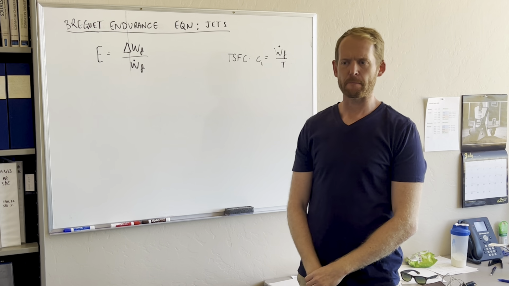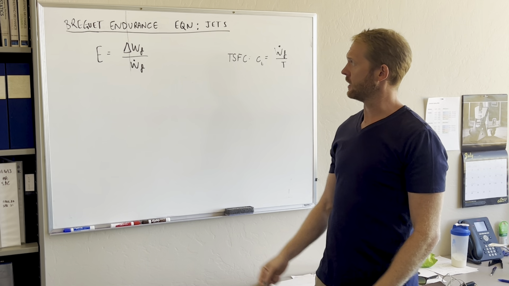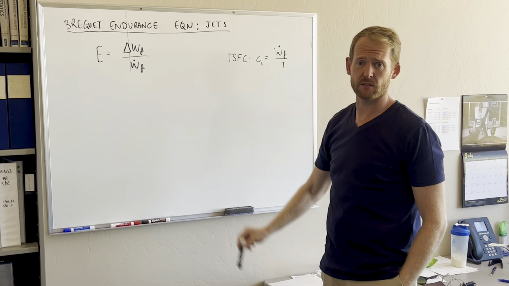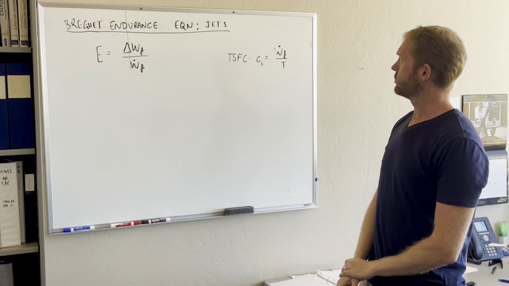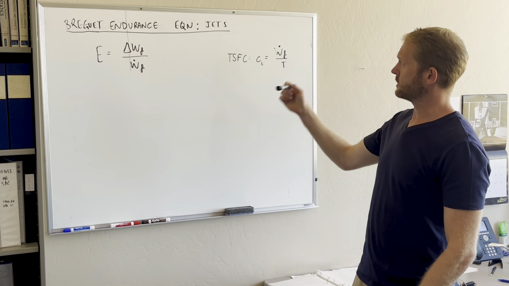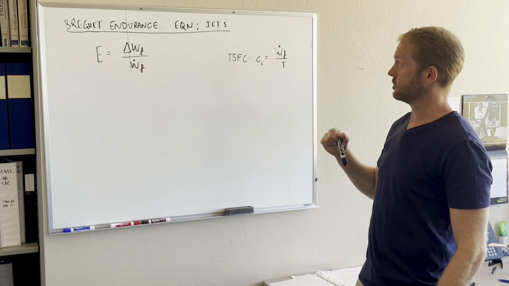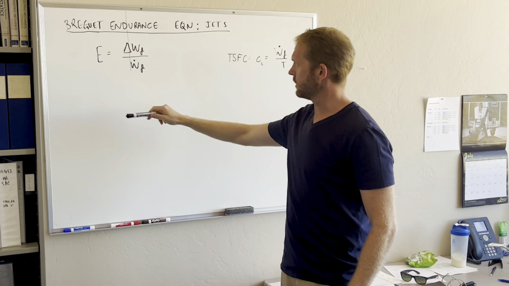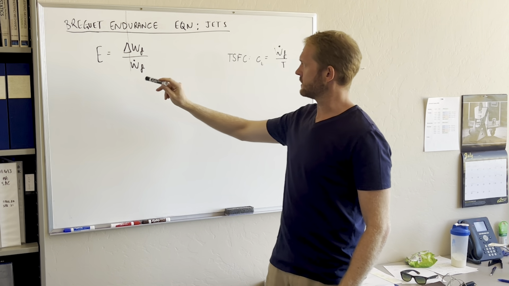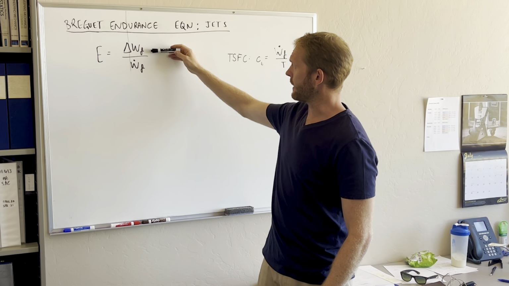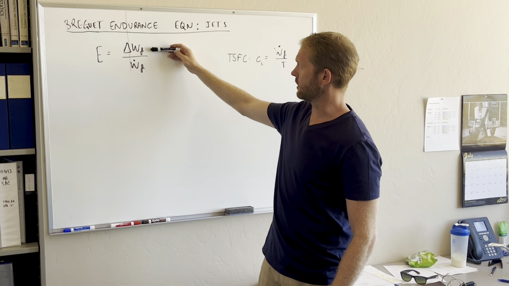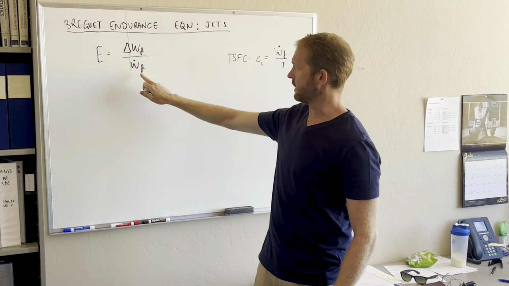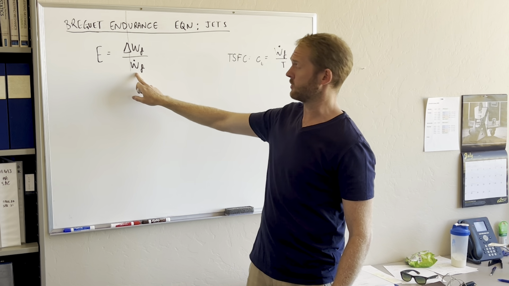Bennett here. Today we're going to have a look at deriving the Breguet endurance equation specifically for a jet-powered airplane. So to start this derivation, we have to go back to the so-called average value method for endurance, which states that endurance is the amount of fuel that we have to burn. So this is the fuel load, delta WF, divided by the rate at which we're burning through that fuel.